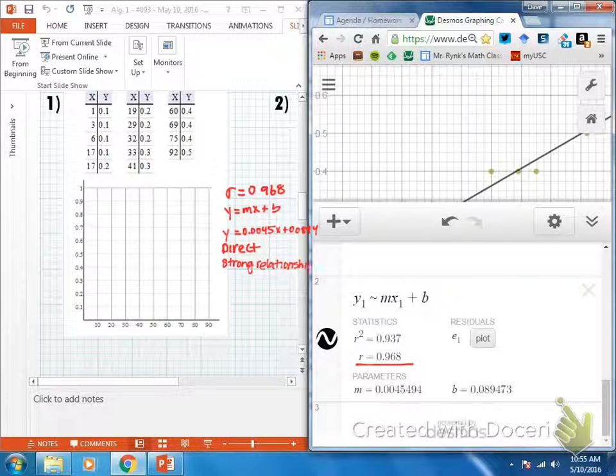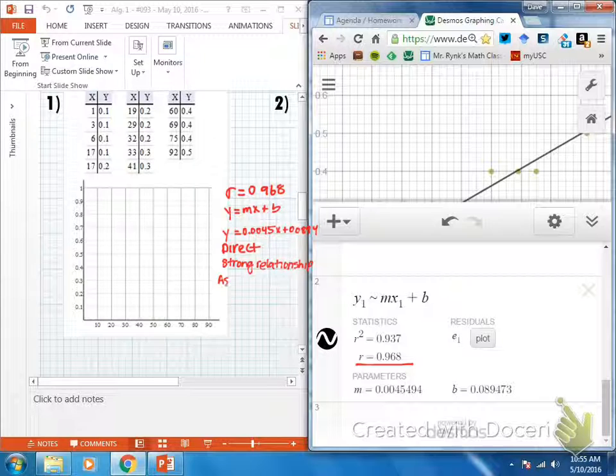Okay, next question. Then we have to analyze it. As x gets bigger, what happens to y? It gets bigger, right? There's a direct relationship. As x gets bigger, what happens? Good, so then we're going to write that down also.